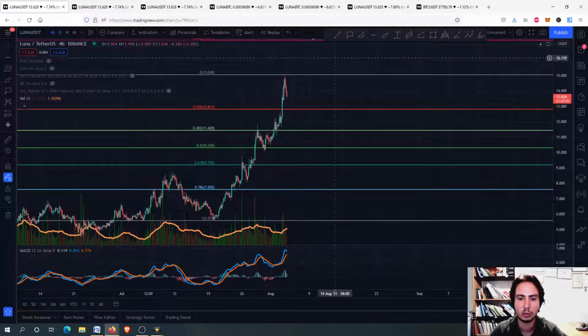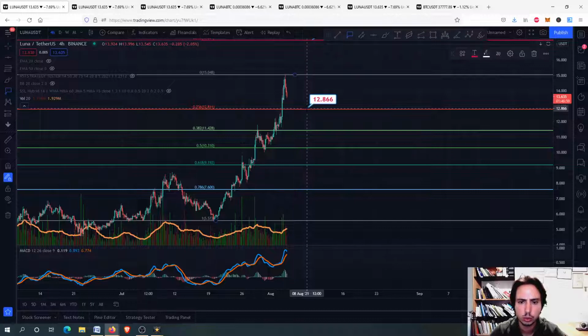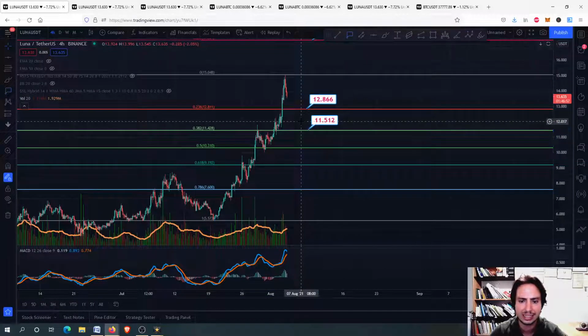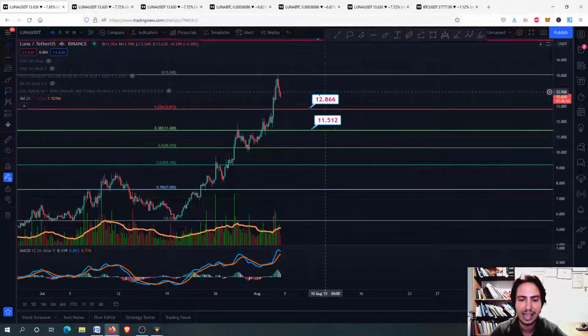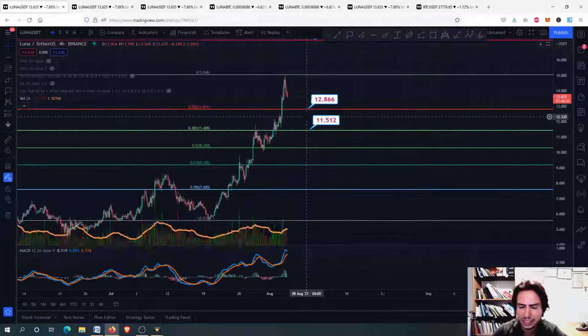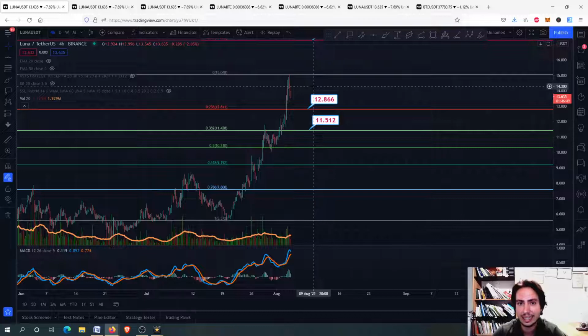And of course, guys, we have some support levels in case we correct a little bit. You can see the 12.8, around 13, and 11.5. Okay. So this is the first step in order to identify some major support and resistance levels.